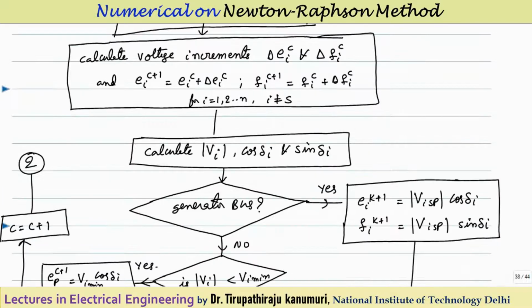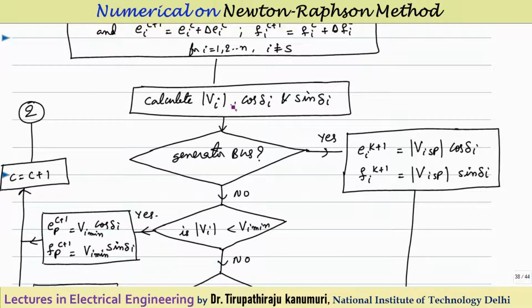After that, we have to calculate the magnitude of the voltage that is calculated in this iteration, cos delta i and sin delta i. Then for each bus we will check whether that bus is a generator bus or not. If it is a generator bus, the voltage cannot change. That's why the magnitude of the voltage for the next iteration will not be what is calculated here. It will be Vi specified only, but only cos delta i, that means the delta will be changed. The delta obtained in this iteration will be taken.